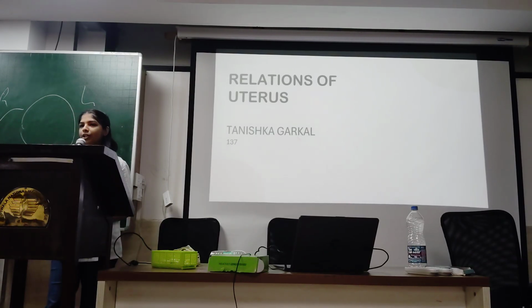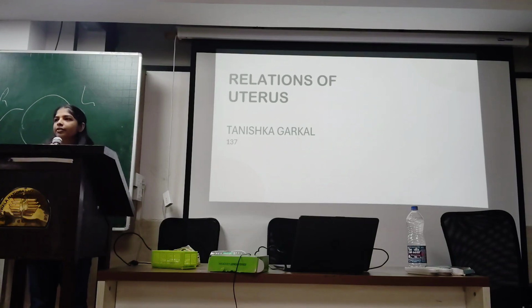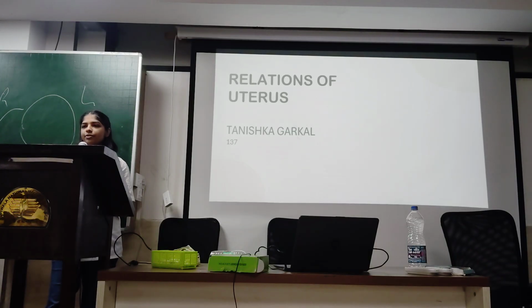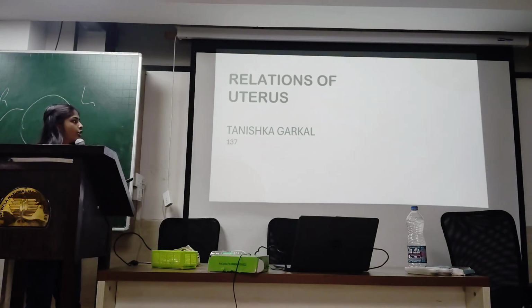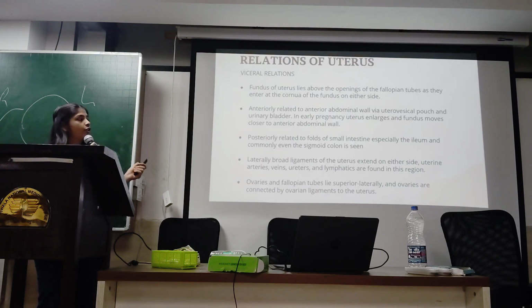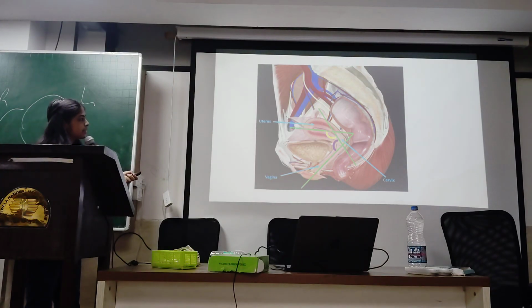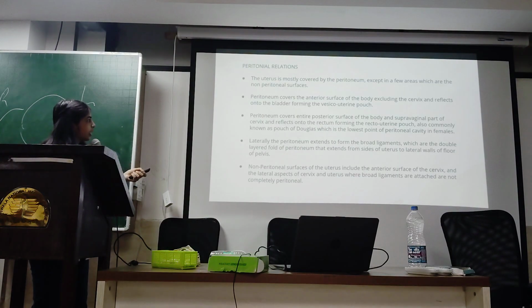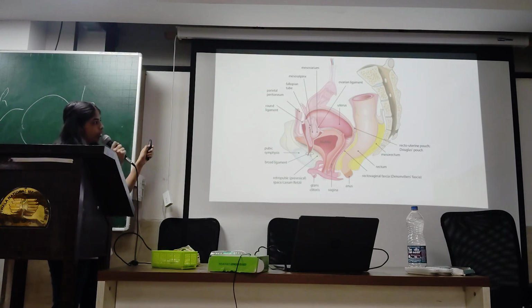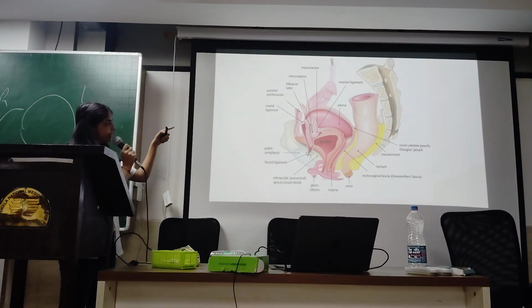Today I will be talking about the relations of the uterus, including its visceral relations, peritoneal relations, and we will also talk about the peritoneal recess. First, the fundus of the uterus lies above the openings of the fallopian tubes. As you can see here in the diagram, the fundus of the uterus lies above the fallopian tube.